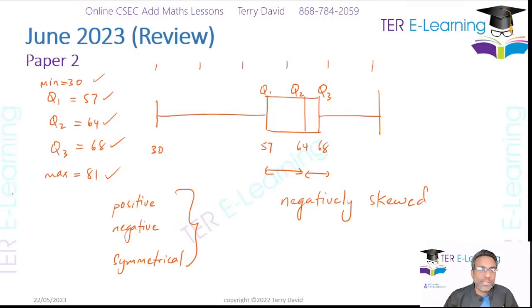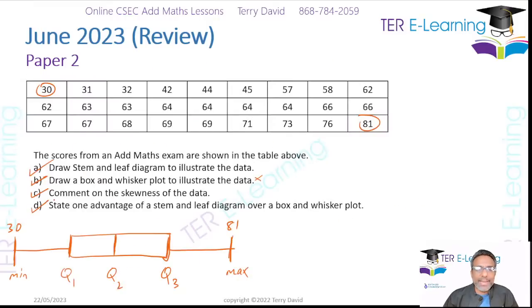Right, so that's box and whisker, and that's stem and leaf that you need to know for the exam. The last part here, state one advantage of a stem and leaf diagram over a box and whisker plot. That's something that comes as well. What is the advantage of having a stem and leaf over a box and whisker? Anybody know that? My students who are here should know that, right?